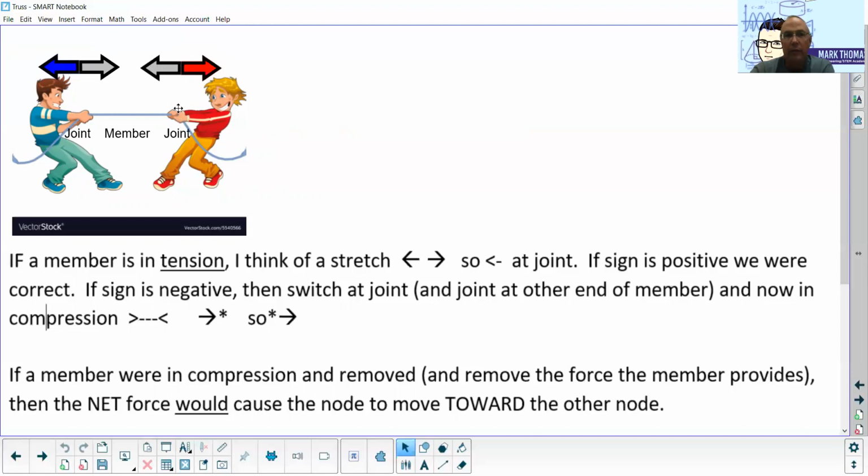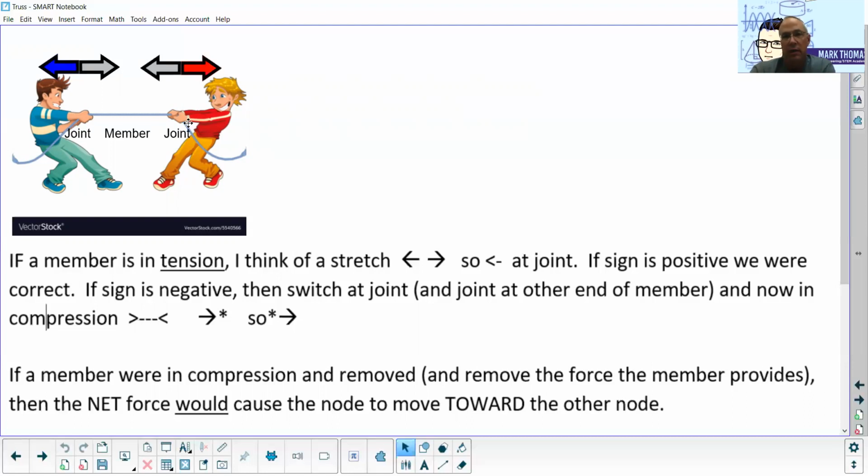At this point, the joints are these people that are pulling. The member or the rod is between them. Whenever we think about this being in tension, yes, red is pulling to the right, but the member is actually pulling back on red. That's actually what's happening to red. It's called the method of joints because we're going to be looking at all the forces acting on the joint.